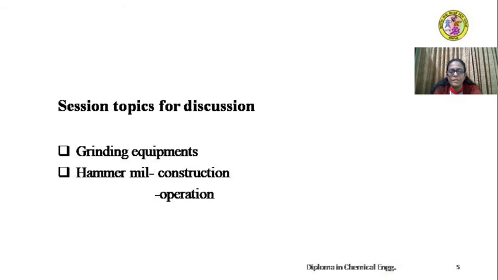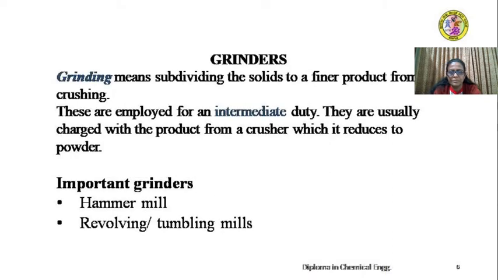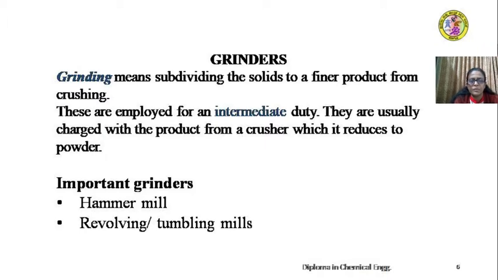So the important topic for today's discussion is grinding equipments, and under that the first one, the hammer mill. Let us understand its construction and operation. This is what is meant by grinding. Grinding basically is an operation where the solids are reduced to finer sizes. The coarse solids are converted to finer sizes in grinding.